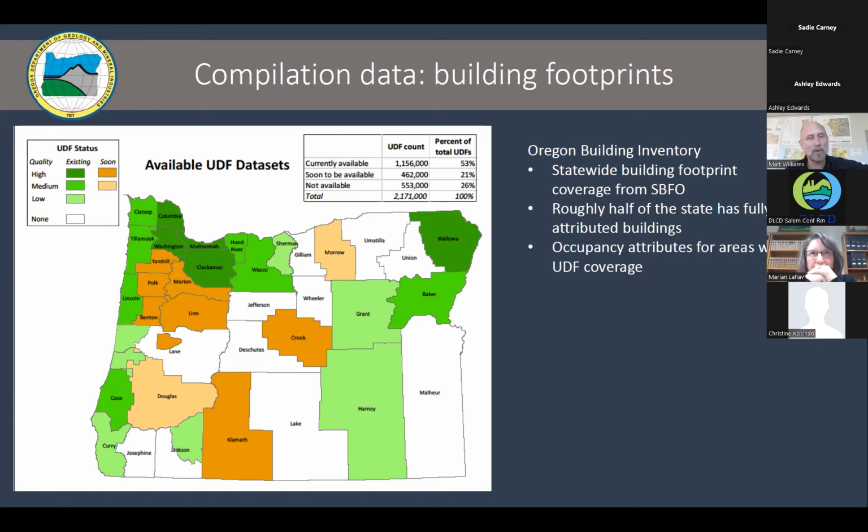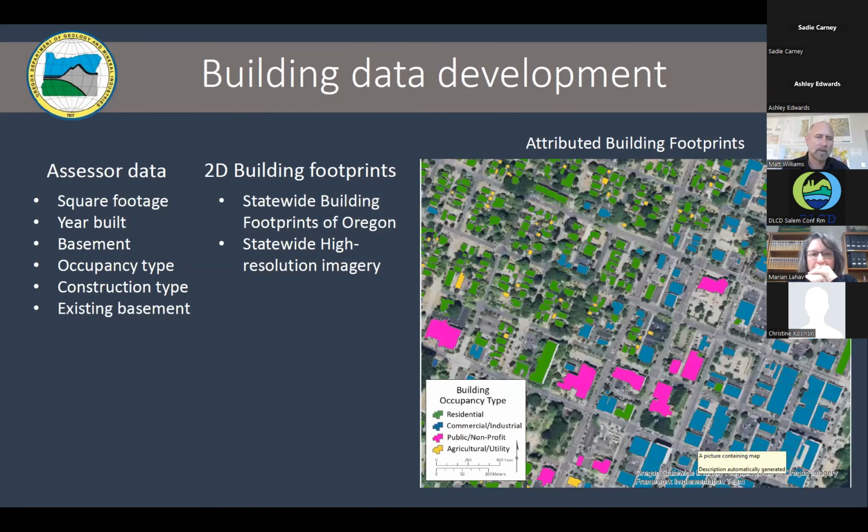Maybe we can go to the next slide, because I can explain a little bit why we can't necessarily put people into buildings across the state. We can't do it in a lot. As you can see, about half the state, we already have that data for, at least as far as Dogami goes.